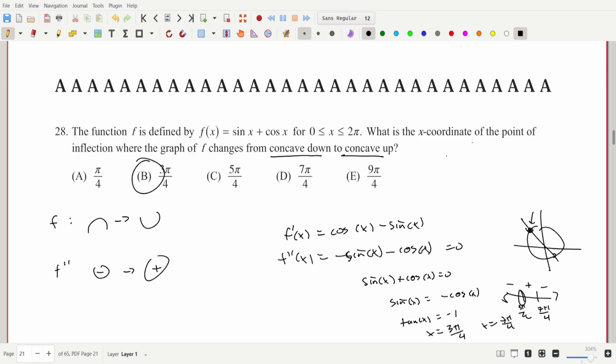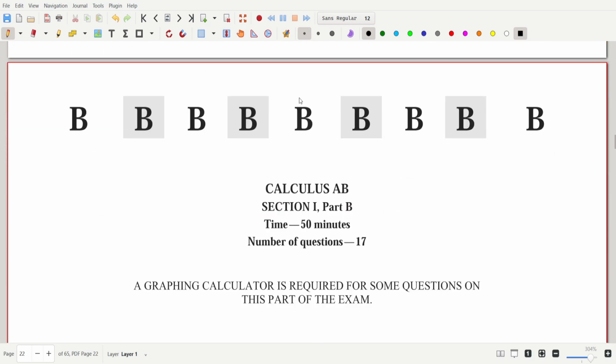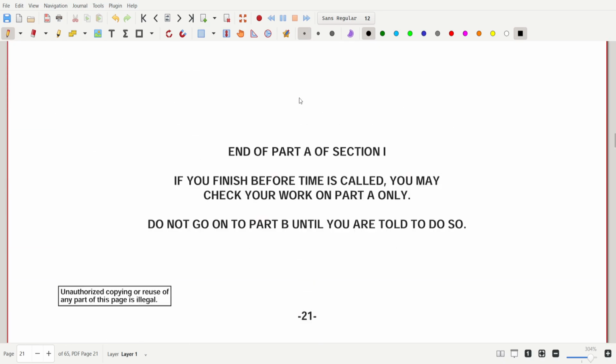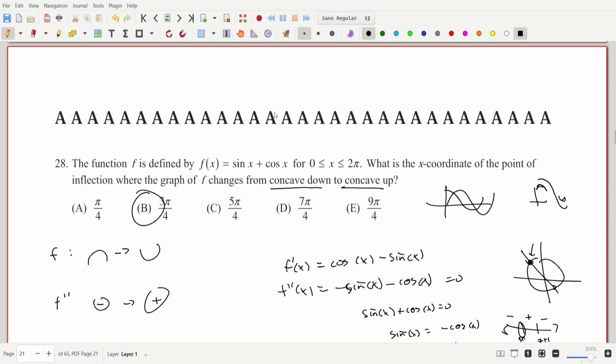Also, you can kind of imagine what that would look like. That's sine, that's cosine. If you add them together, it changes from concave down to concave up pretty fast. So yeah, it'd be the first time, so 3 pi over 4, as opposed to 7 pi over 4. All right, that is the non-calculator section. Do I want to actually check my answers on these? I think I do.